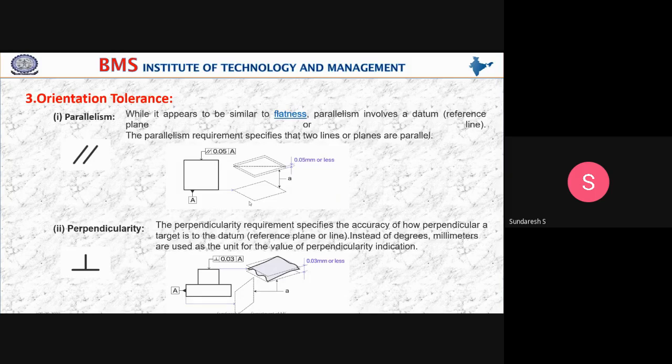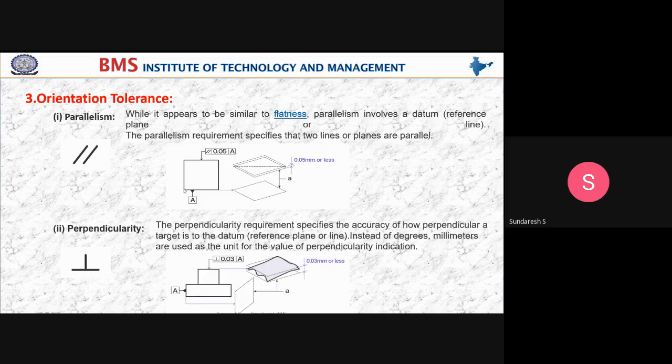The third one comes orientation tolerances. Under orientation tolerances, one is parallelism. It appears to be similar to flatness, but parallelism involves a datum plane, a reference line. The parallelism requirement specifies that two lines or planes are parallel to each other. This is the symbol used for parallel. Either the two lines or the two planes, whether they are parallel to each other or not, is shown by this symbol.